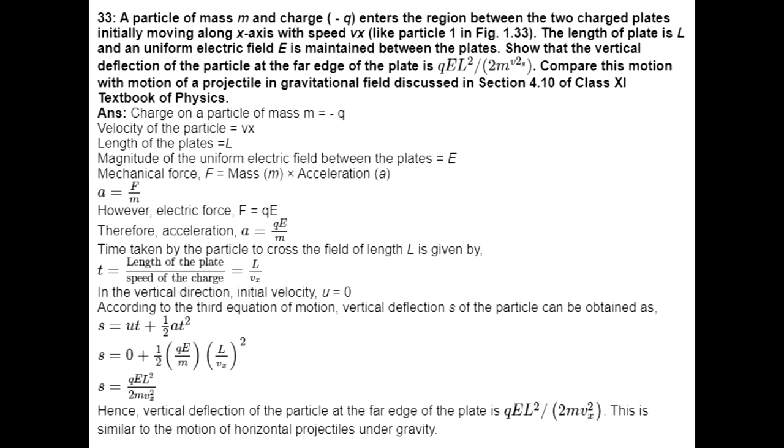Question 33. A particle of mass m, charge minus q enters a region between two charged plates, initially moving along x-axis with the speed vx. The length of the plate is L and a uniform electric field is maintained between the plates. Show that the vertical deflection of the particle at the edge of the plate is qEL square upon twice mvx square. Compare this motion with the motion of a projectile in the gravitational field.